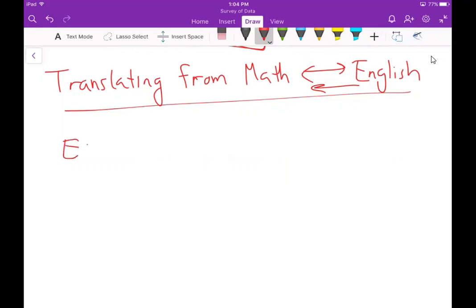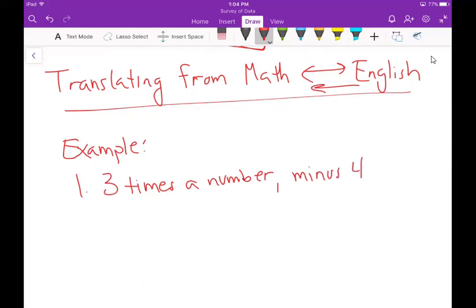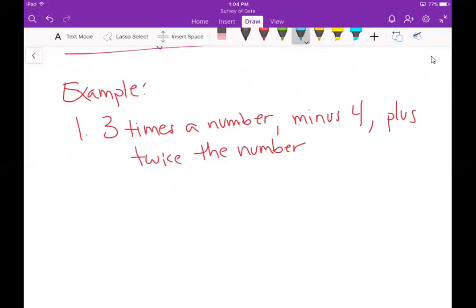So the first example I want to work on here is to take 3 times a number minus 4 plus twice the number. So take this one word at a time. We're going to translate this to an expression and simplify it. 3 times means 3 multiplied, okay? And this is where you start to see the variable. 3 times a number. We don't know what the number is. That's often what we'll use for x. You could use any variable there though.